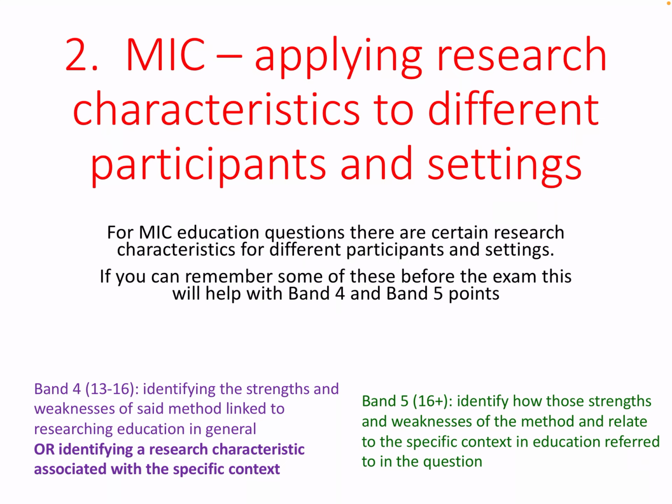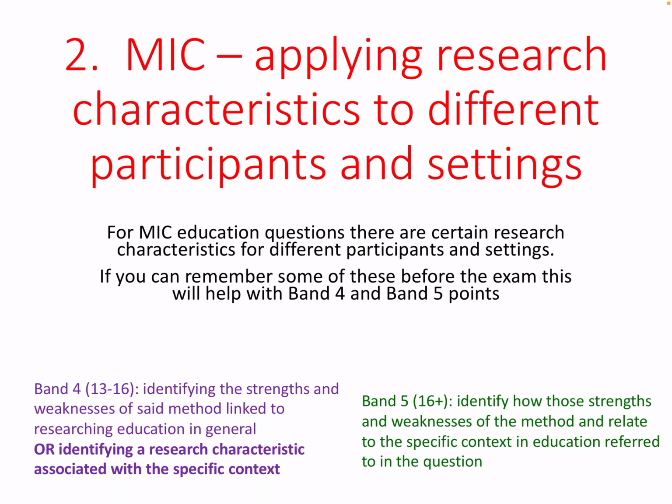A Band 5, which is when you identify how the strengths and weaknesses of the method relate to the specific context in education referred to in the question, okay? So that's when you're trying to apply the strength and weakness of the method, whatever that might be. So it could be group interviews, unstructured interviews, structured interviews, questionnaires, participant observation, overt and covert observation, non-participant observation, experiments, field or lab, and of course questionnaires with a mixture of open and closed or just one or the other.